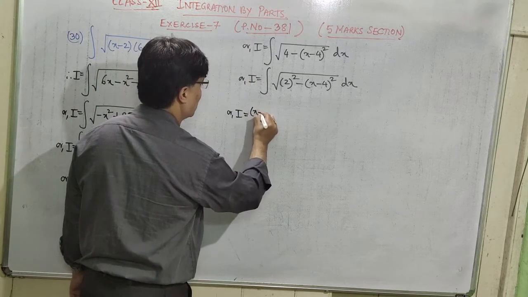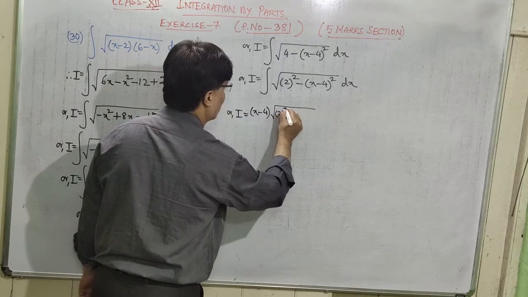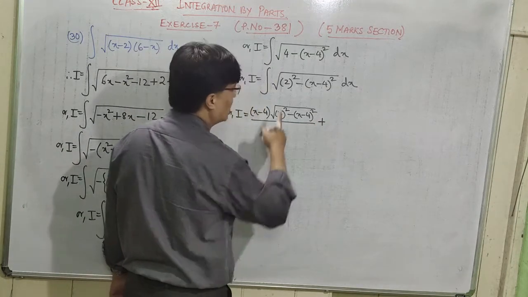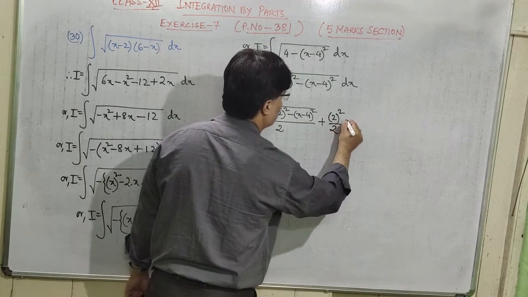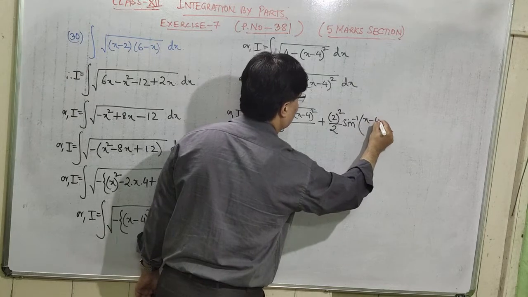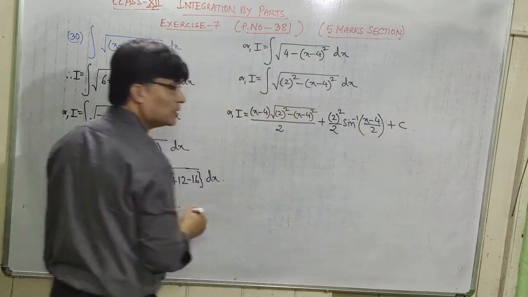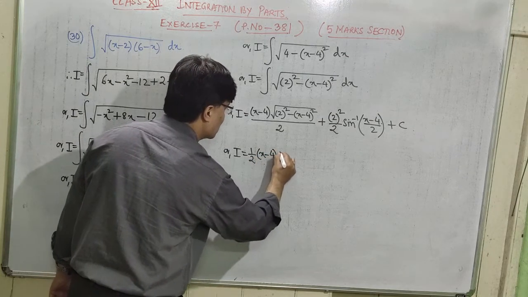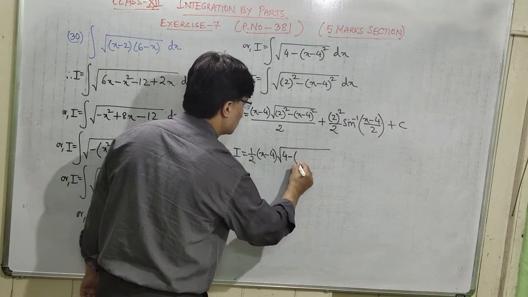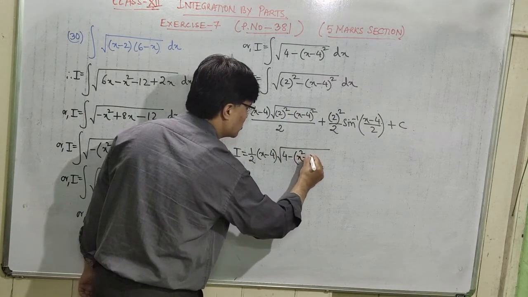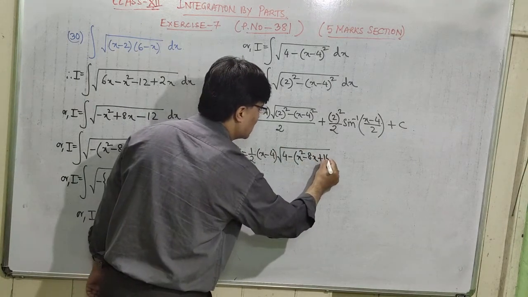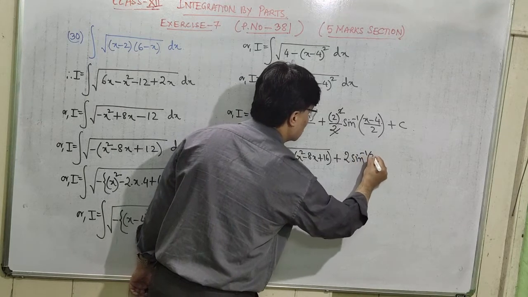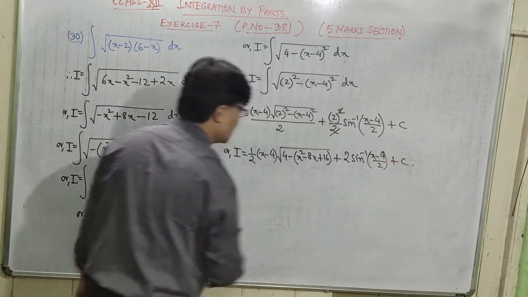I is equal to, what is x here? x minus 4, root over a square minus x square is x minus 4 whole square, divided by 2, plus what is a whole square, 2 whole square divided by 2, then you can write sine inverse x by a, that is x minus 4 divided by 2, bracket closed, plus c. So or I is equal to, now this is half x minus 4 within square root, 2 whole square is 4, minus within bracket a minus b whole square, x square minus 2ab here is minus 8x plus 4 whole square is 16. Then plus here 2 into 2 will be cancelled. So 2 sine inverse, now this is x minus 4 whole divided by 2 plus c.